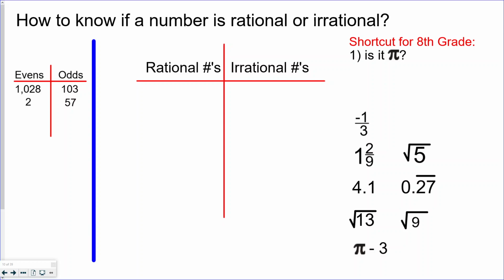There's two questions that we ask ourselves. Is it pi, or is pi showing itself, or is it an imperfect square root? And if you can answer those two questions, piece of cake.